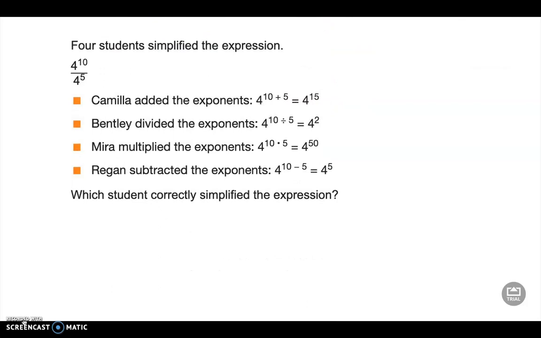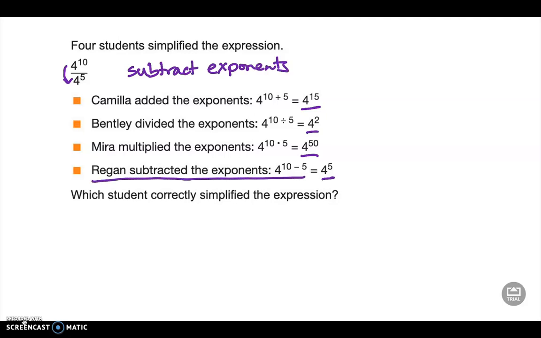So here's an example. Four students simplified an expression. Which one did it right? Camilla added the exponents and got 4 to the 15th. Bentley divided and got 4 squared. Mira multiplied and got 4 to the 50, and Regan subtracted and got 4 to the 5th. Which one's correct? Well, we know that if we are dividing the same bases, we subtract the exponents. So which one was correct? Well, this one. 4 to the 10 minus 5, it should be 4 to the 5th.